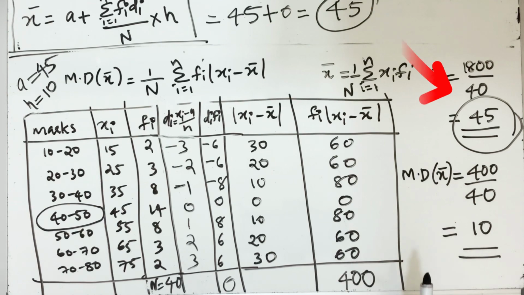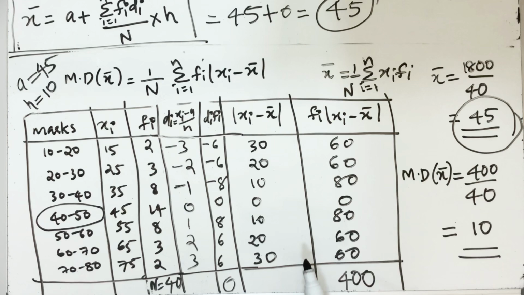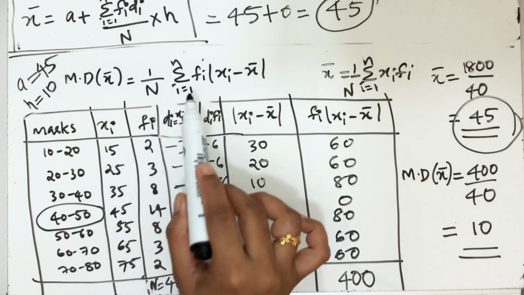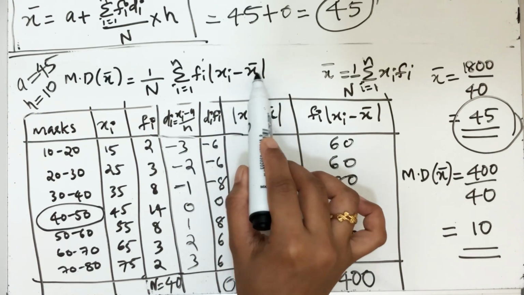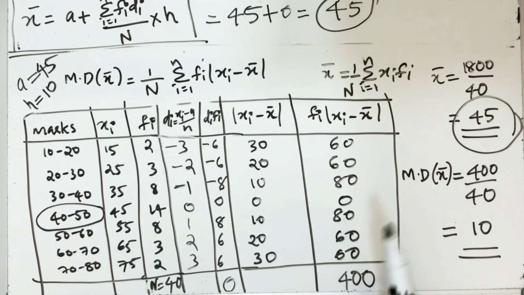While explaining, you may feel like it is difficult, but it is simple. Values are simple. You can use any method. So you can find x bar by this method in this case. Then mean deviation about mean is nothing but 1 by n into sigma fi into mod xi minus x bar. X bar we have got 45. Next substitute these values, just like we have done before.